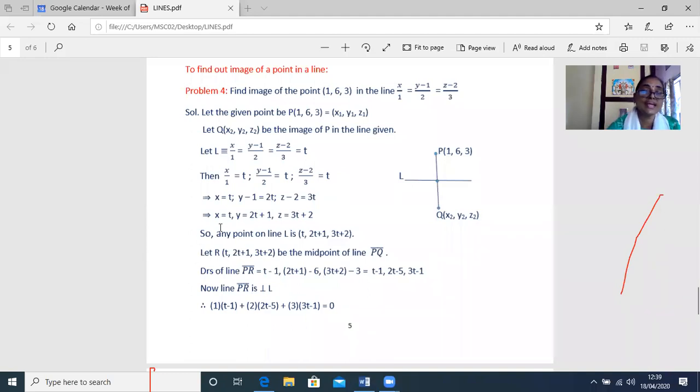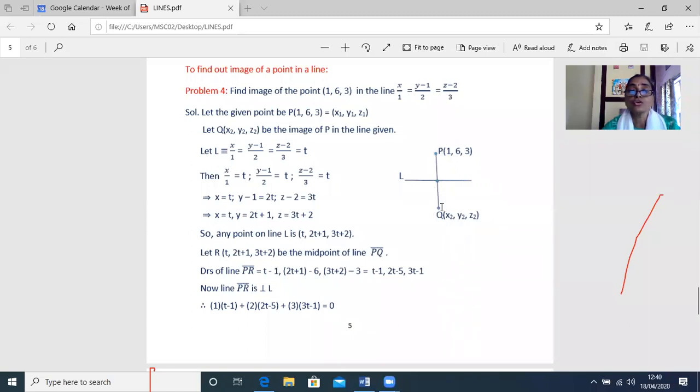So from which you get x equal to t, y equal to 2t plus 1, z equal to 3t plus 2. So now this point is a point on PQ and also on L. Now, if you see, the line PQ is perpendicular to the line L. So you first write the DRs of the line PQ, and already you know the DRs of the line L. What are the DRs of the line L? 1, 2, 3.